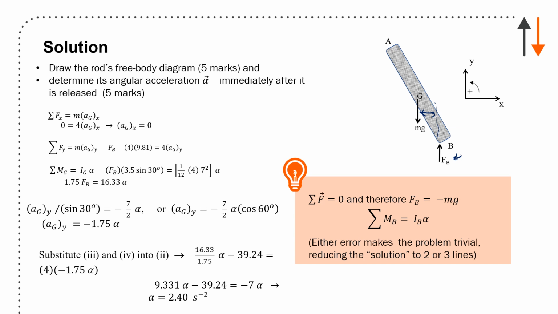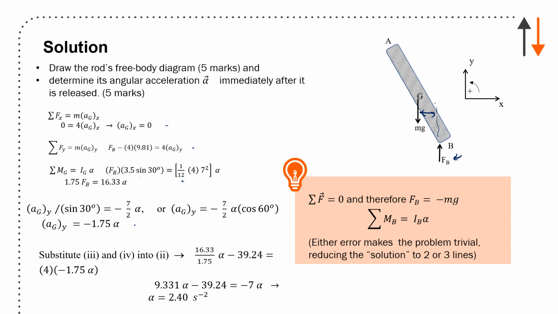Substitute all of these equations in. 1, 2, 3, and 4. Excuse me. And if you do, you end up with alpha equals 2.4 rad per second squared.